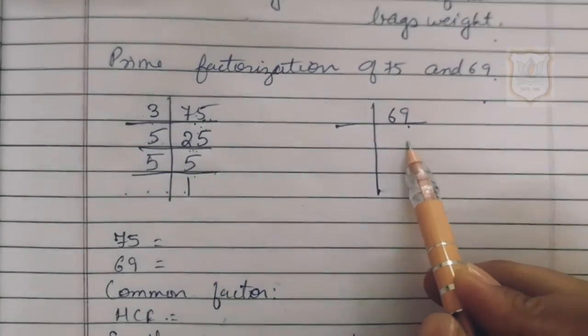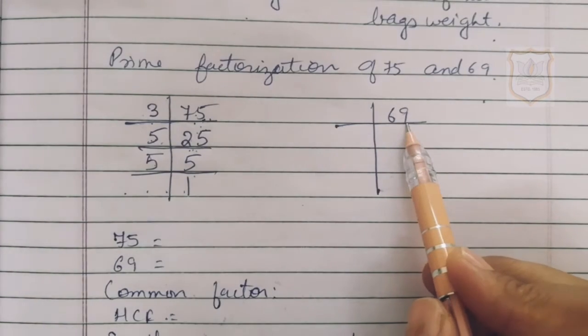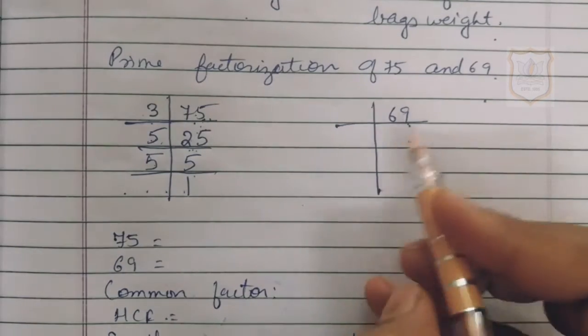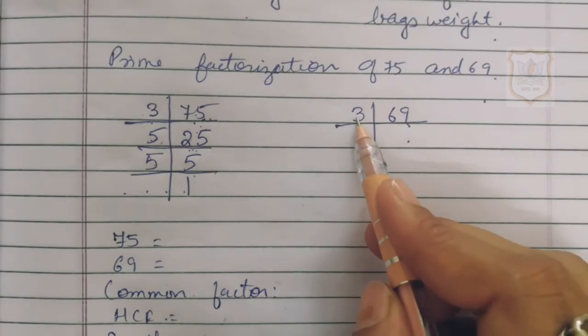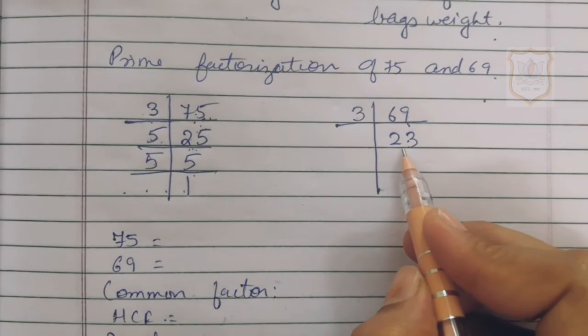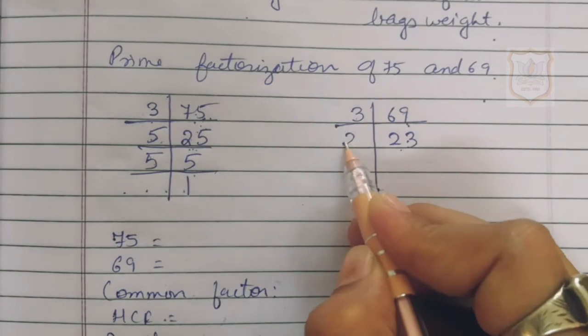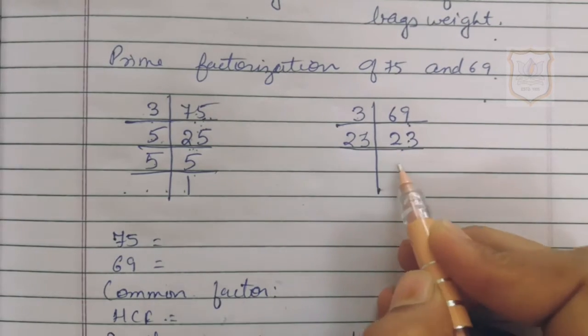Now we will find out the prime factors of 69. Here also the unit digit is 9, so we can't use the table of 2. Now the next prime number is 3. By dividing 69 by 3, we will get 23. And students, as you all know, 23 itself is a prime number, so it will be divisible by 23 only. 23 divided by 23 is 1.